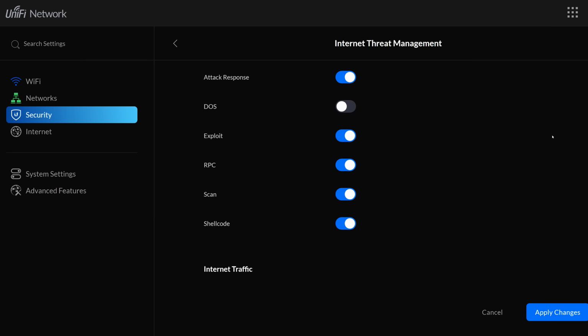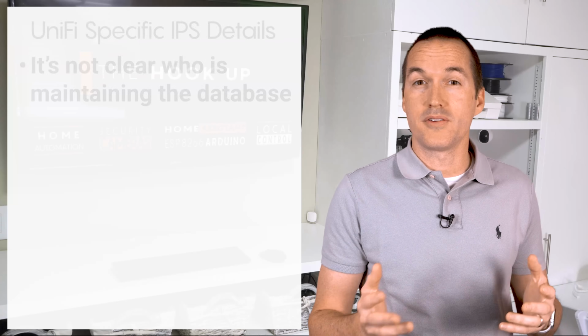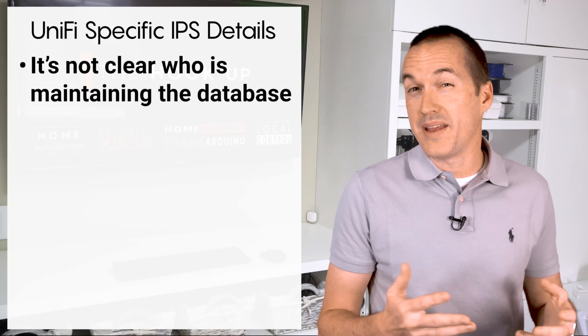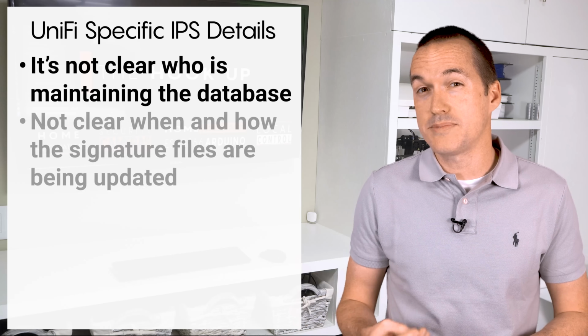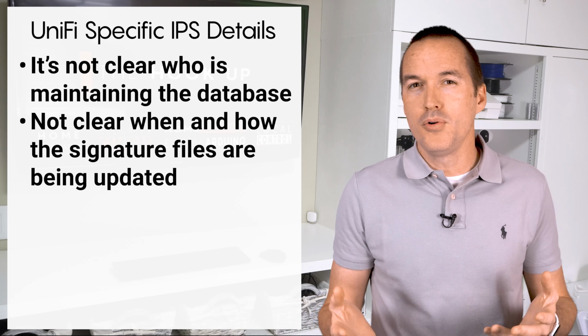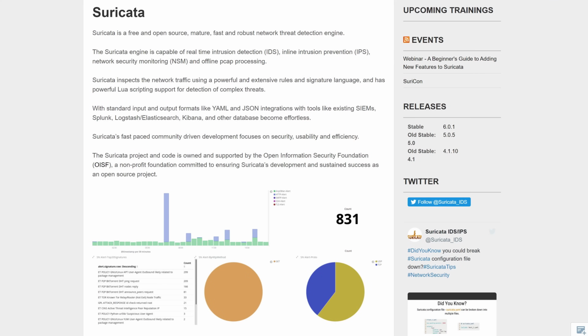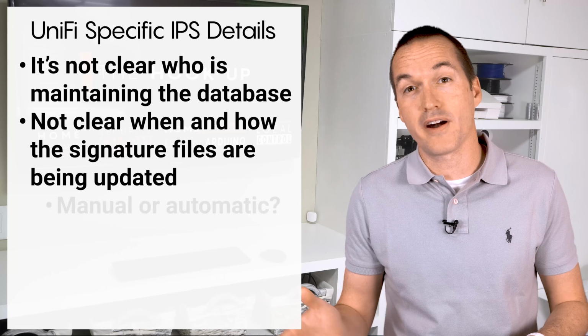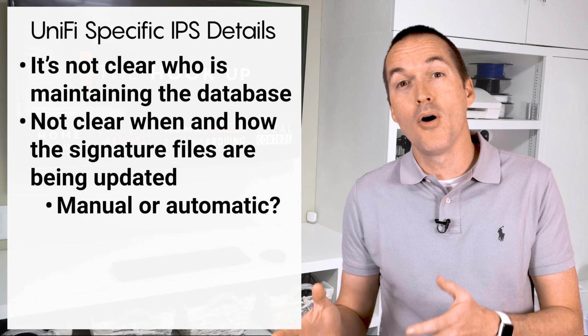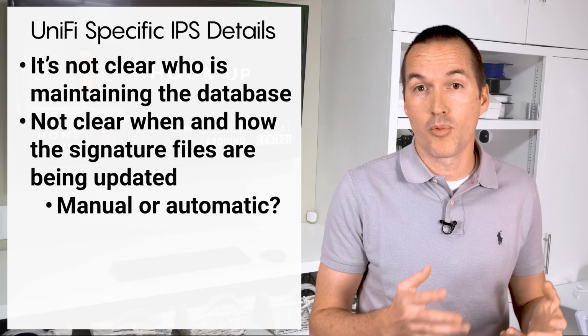UniFi hasn't been particularly transparent about where they're pulling their signature database from, whether they're maintaining it on their own, or how often it's being updated, but most people who know more than me seem to think that it's largely based on a product called Suricata, which is a popular open source IPS and IDS solution. I also can't find any information as to whether the signature files are being automatically pushed to the UDM or whether they're being pushed with each new firmware upgrade.